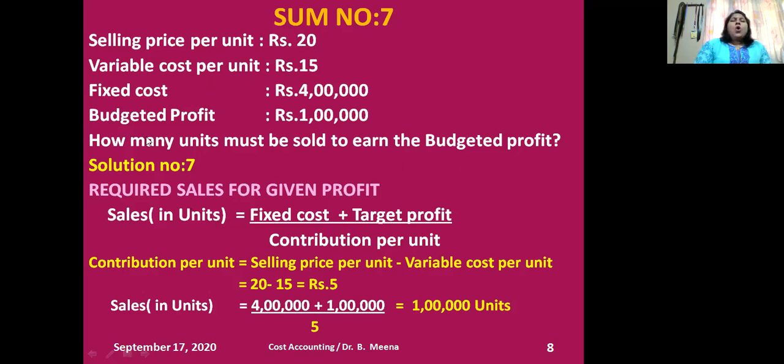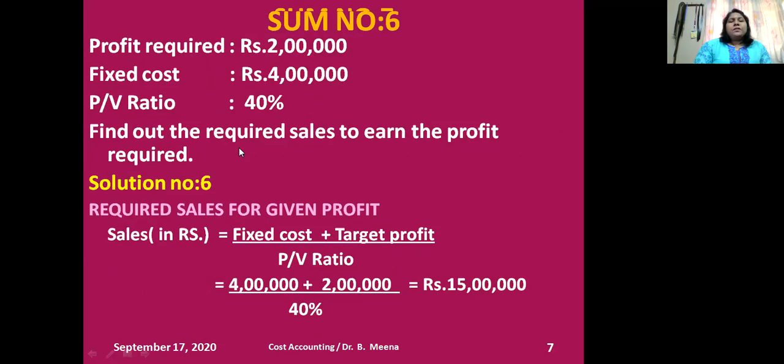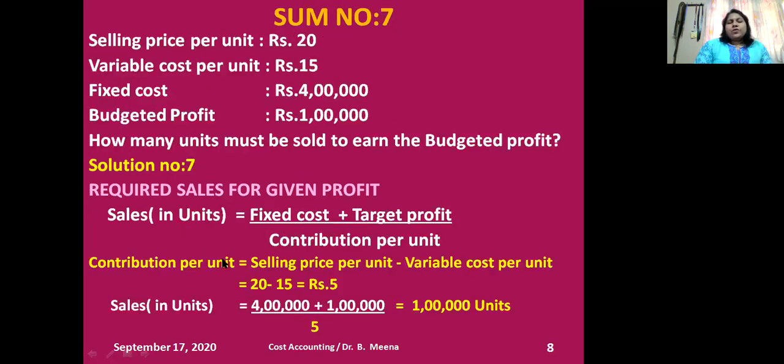The question is how many units? In the previous question, we calculated the sales required in rupees. But in this question, how many units must be sold? We need to calculate the sales required in units. So in the previous problem we calculated sales in rupees, in this problem sales in units. Then the numerator will be the same, fixed cost plus target profit. But the denominator alone will change. I already shared this point: whenever you are calculating anything in units, the denominator will be CPU, I mean contribution per unit, right?